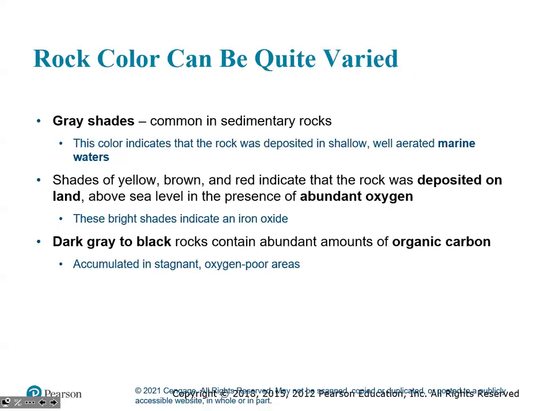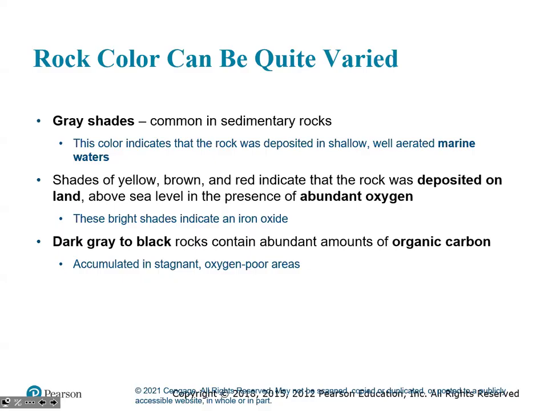Some examples: the color tells you things about the conditions under which it was formed. Gray shades are common in sedimentary rocks. These indicate the rock was deposited in shallow, well-aerated marine waters because it has some carbon remaining, and it isn't particularly oxidized, so things like iron are not oxidized. Yellow, brown, and red indicate the rock was deposited on land above sea level in the presence of abundant oxygen, because these are all indicators of iron oxide, rust.